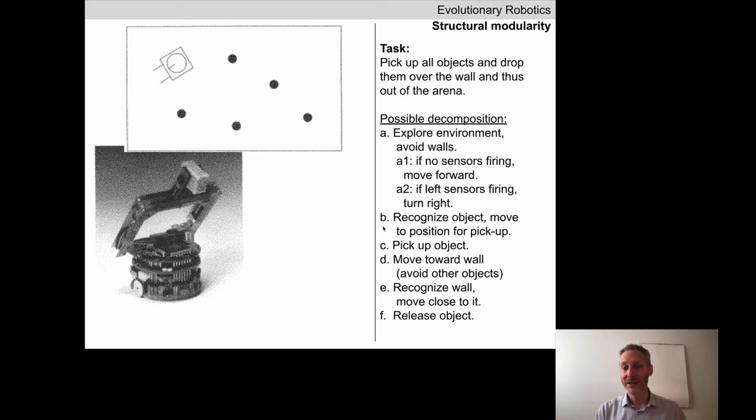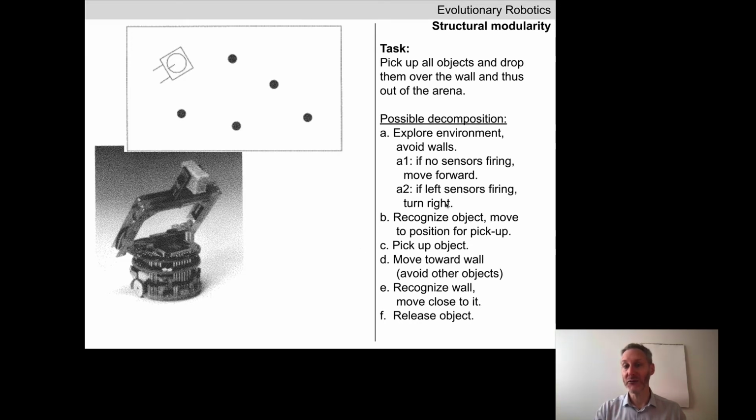If the robot happens to be near an object, recognize that object and move into position to pick it up. Third subtask, pick up the object. Fourth subtask is drive towards the closest wall, assuming you're holding an object. Fifth subtask, recognize wall, move close to it. And the 6th and final subtask is release the object. You can guess from all this build-up in this lecture so far that this is not the way evolution is going to carve up this task when we give the evolutionary algorithm the ability to carve up this task. We'll talk about it in a moment.